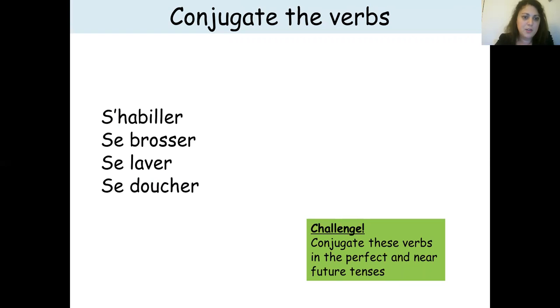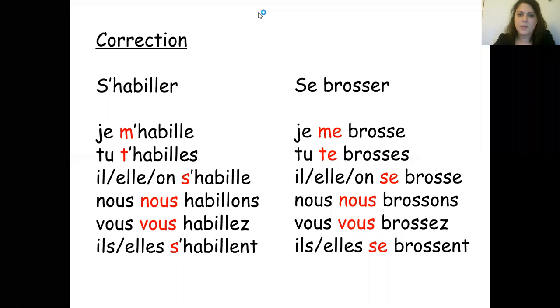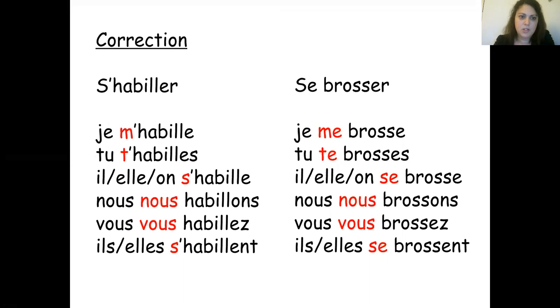So you have s'habiller, se brosser, se laver, se doucher. Remember, you need to conjugate habiller, brosser, laver, doucher normally like an ER verb. We'll remove ER and we add the correct ending. And then you need to add the reflexive pronouns just before. Okay, so pause this video and conjugate these 4 verbs in your book. Okay, so please use a red pen to correct your work. Here are the corrections for s'habiller et se brosser, to get dressed and to brush.